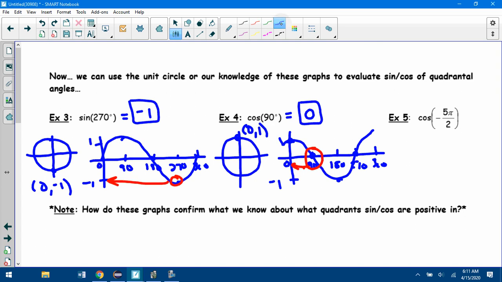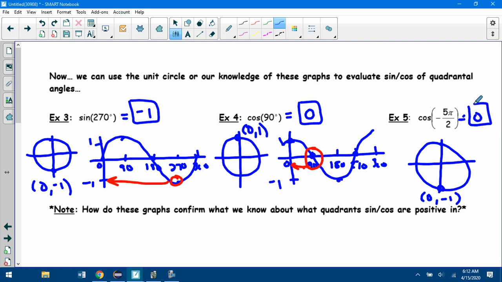Now cosine of -5π/2 might be a little bit trickier. I would probably use the unit circle in that case because the typical cycle doesn't have -5π/2 on it. I could figure it out by going this way, but use whatever's easiest. So -5π/2, this is 0, -π/2, -π, -3π/2, -4π/2, this would be -5π/2. (0, -1), it's cosine, so the answer is 0.